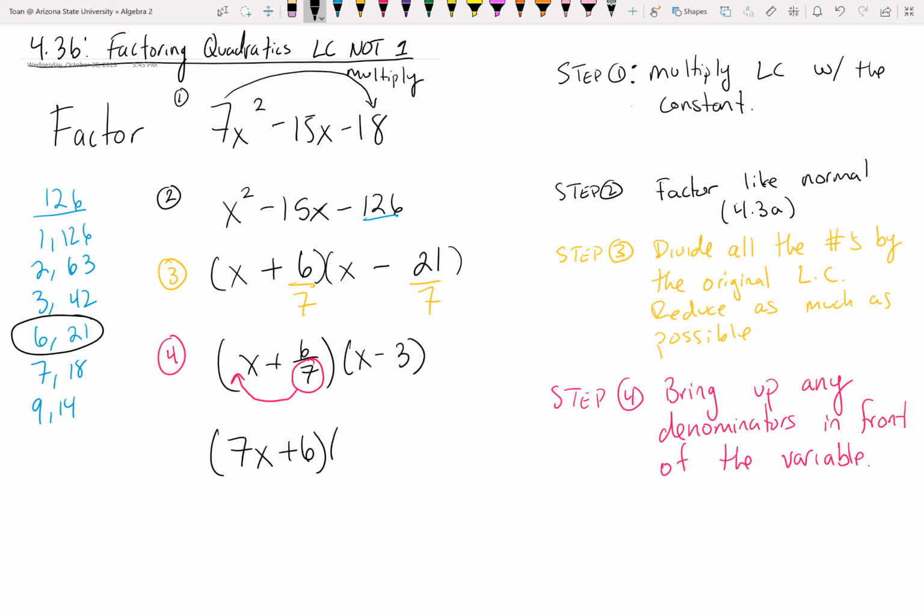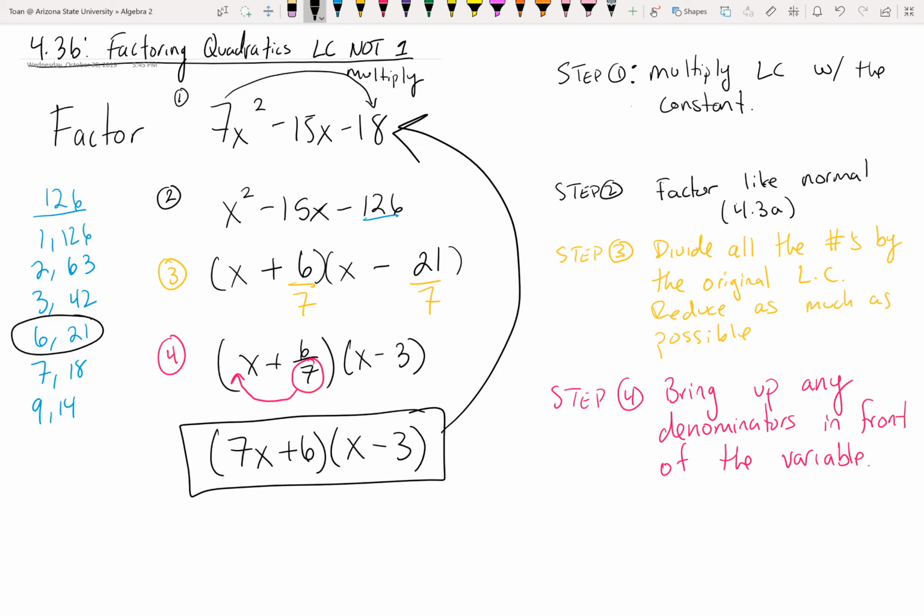7x plus 6 times x minus 3. This is the factored form of our original problem. So these 4 steps will allow you to transform any, quote, hard factoring problem into the easy, simple ones that you're used to. You just have to remember to do step 3 and step 4. That's only the weird trick, the extra kicker in these problems.